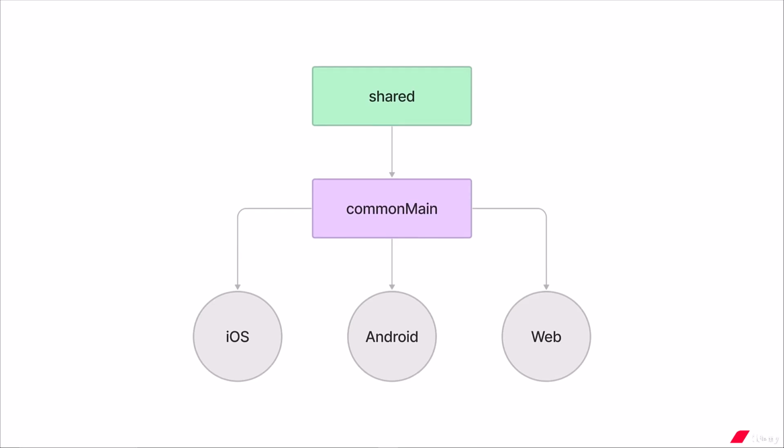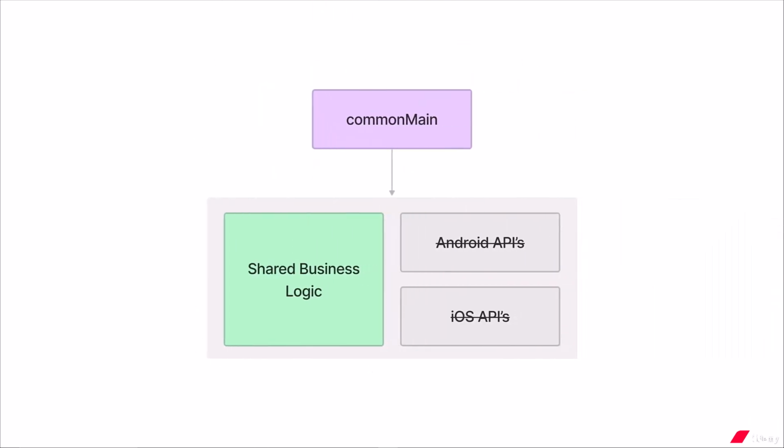For example, let's say that we have a shared directory in which we have defined a common main folder. Whatever we put inside that folder will be accessible to all other platforms that we are targeting with our Kotlin Multiplatform project. Even though I said whatever you put inside that folder, it doesn't mean that you can add anything, because platform-specific APIs are reserved for other targets or source sets.